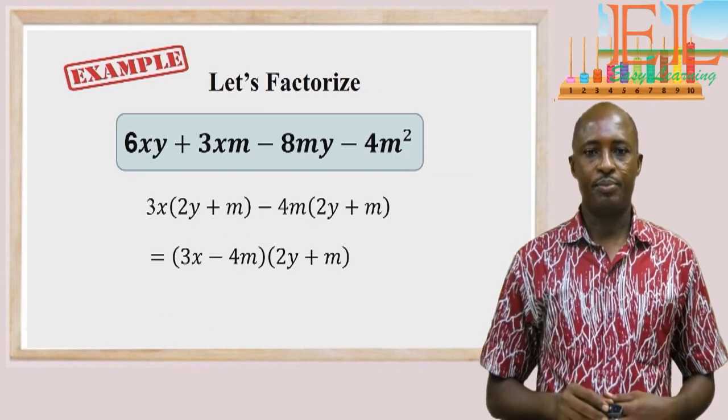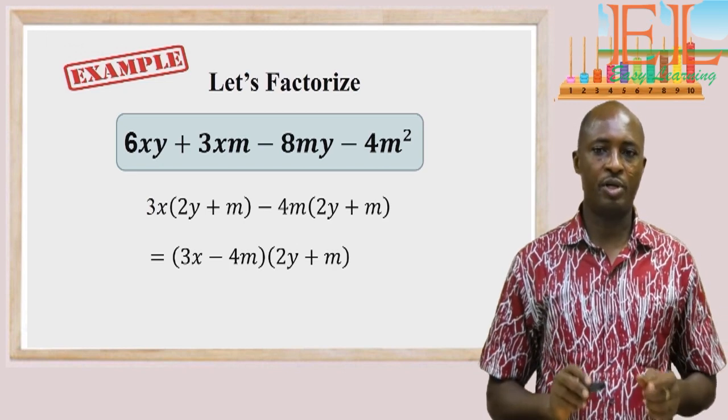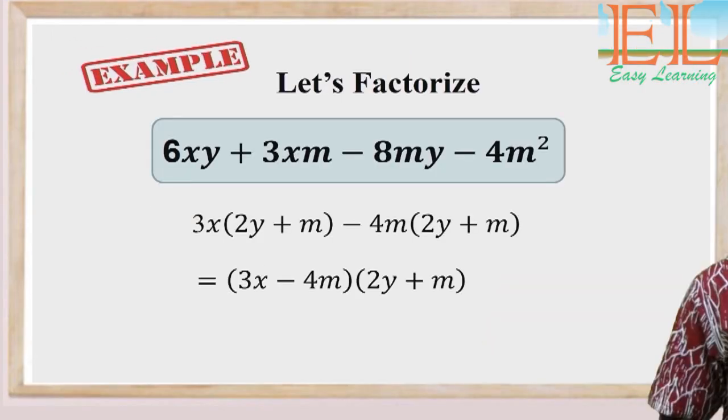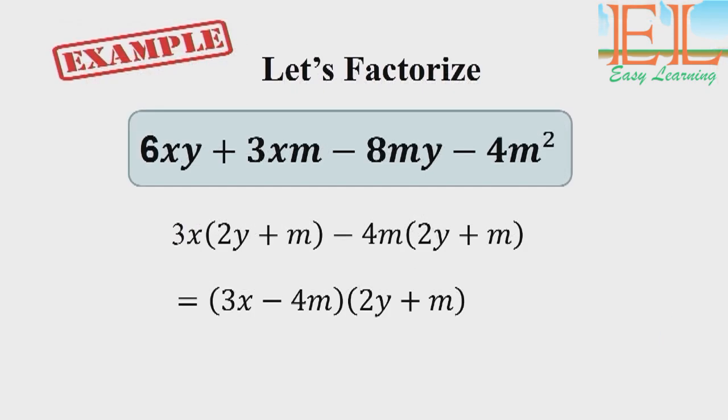Now let's take another example. This time our terms are more than 2. 6xy plus 3xm minus 8my minus 4m squared. How do we go about this? First, you need to check if there are any common terms or common factors among all the terms. And of course here there is none.